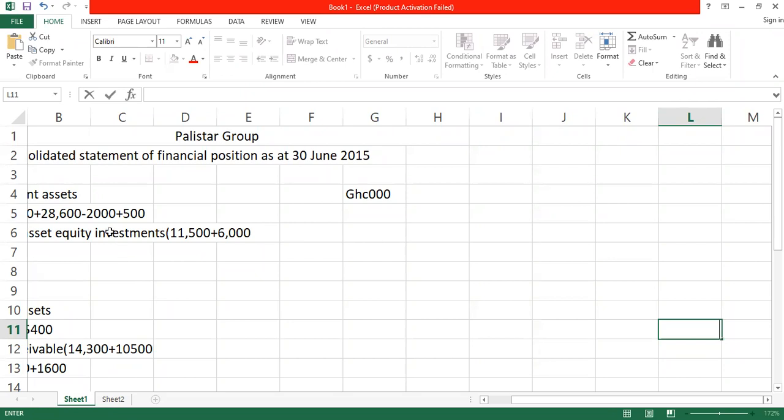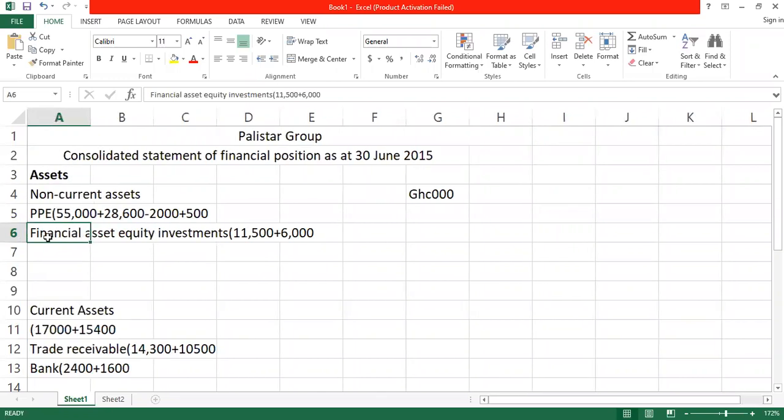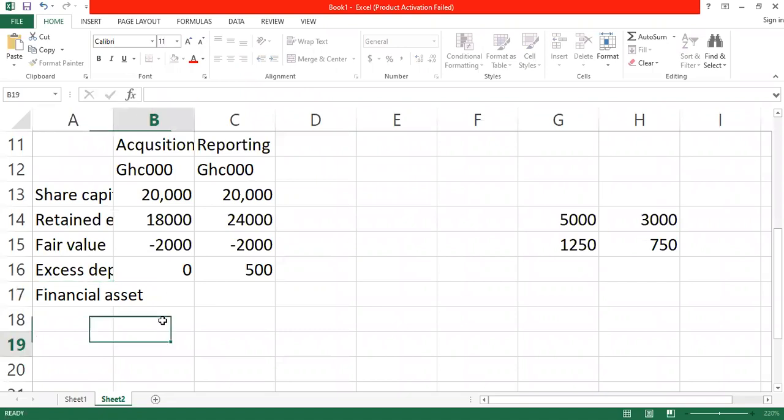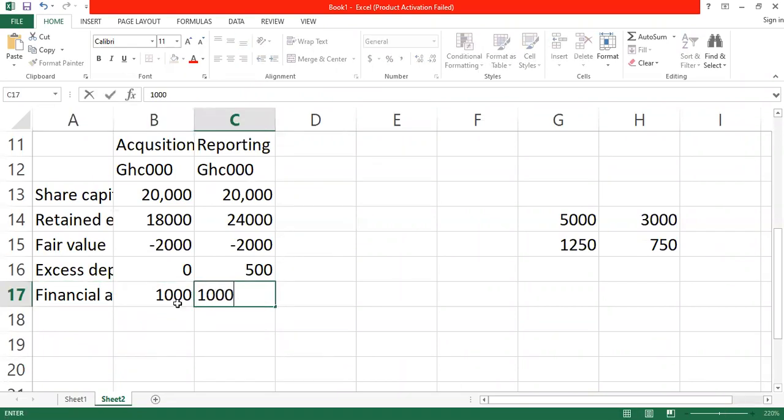It will increase. So what we are going to do is that we now come here and make our financial asset to be what? We add 1,000 back, to make it 7,000 now. Then we go to financial assets. It will increase our asset. Therefore, it will also increase the net asset. We add 1,000 back. Are we okay?